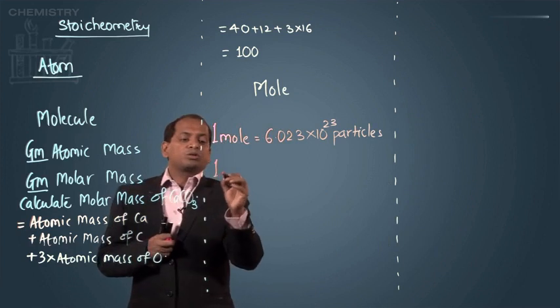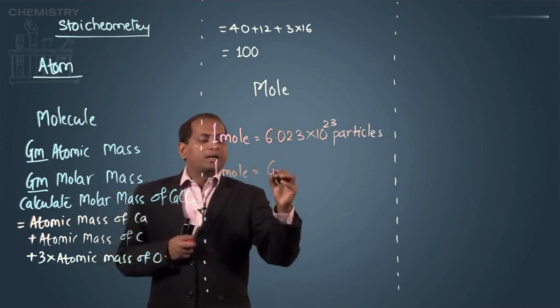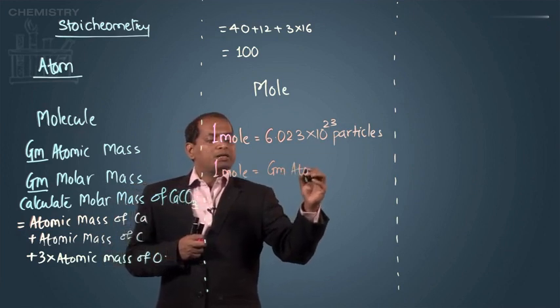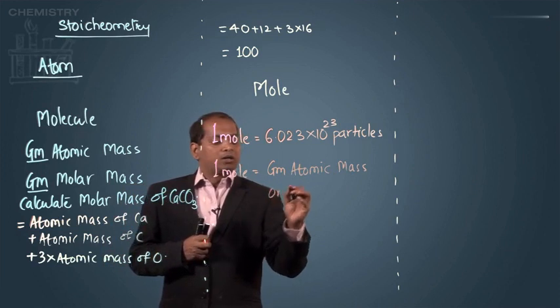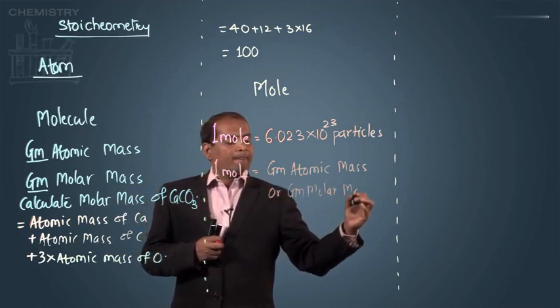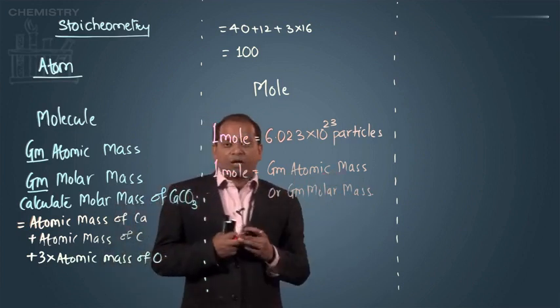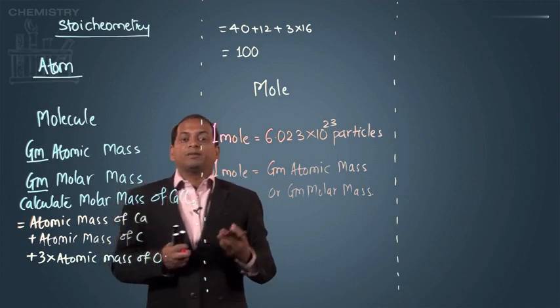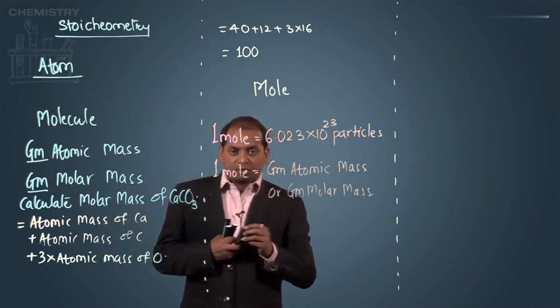Further, it is also defined that 1 mole is equal to gram atomic mass or gram molar mass. If it is an element, we say gram atomic mass. If we are expressing it for a compound, it is gram molar mass. So we are using "or".